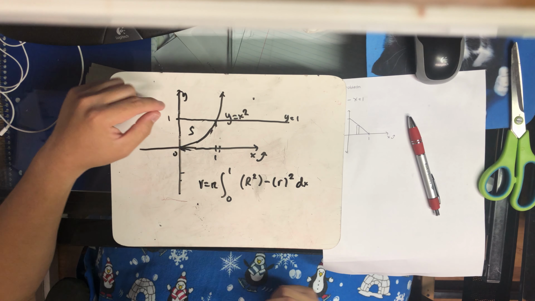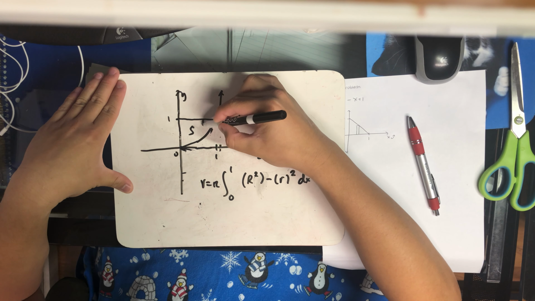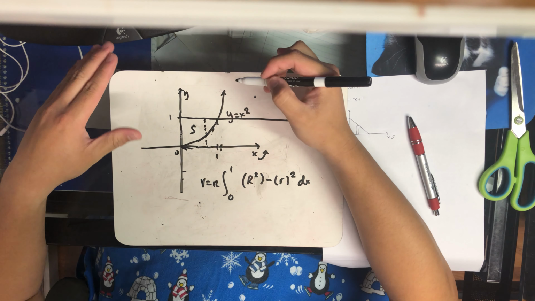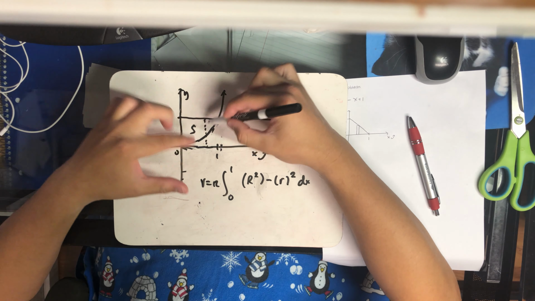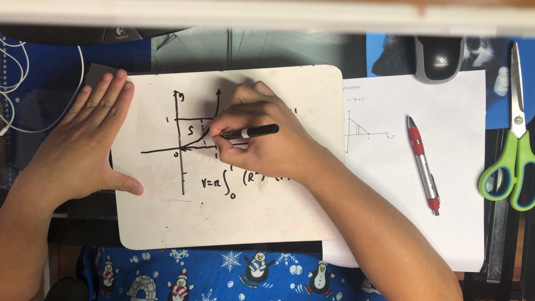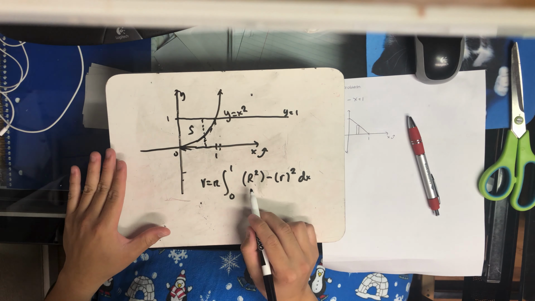So that outer radius would be the top function to the axis of rotation. And then the inner radius would just be the bottom function to the axis of rotation, which is just this part right here. So that's why we do what we do here, what this formula states.